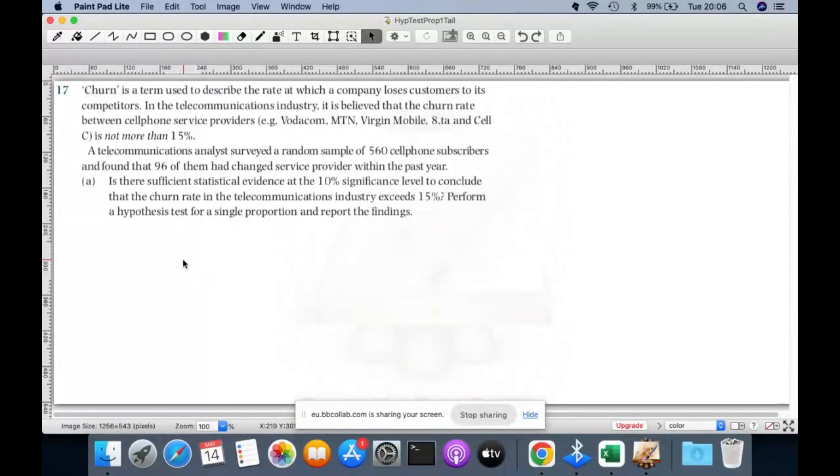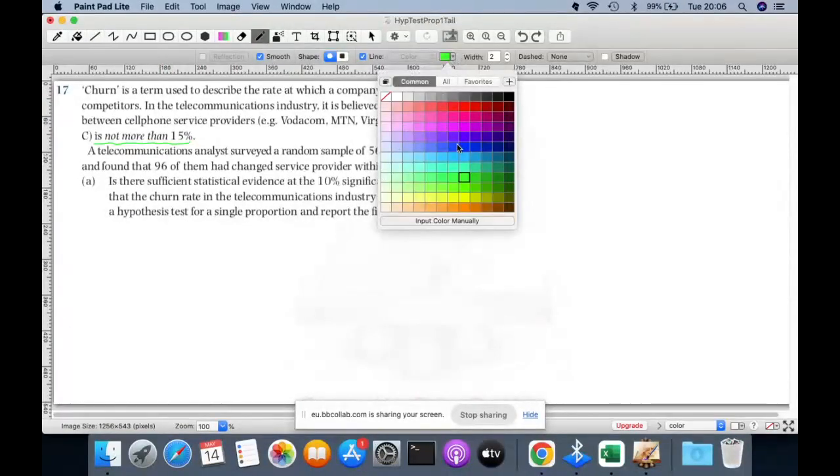Churn is a term used to describe the rate at which a company loses customers to its competition. In the telecommunication industry, it is believed that the churn rate between cell phone service providers is not more than 15%. I'm going to highlight this part here, because we're going to use it. Is not more than 15%.